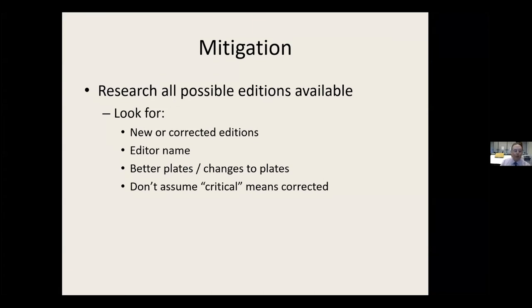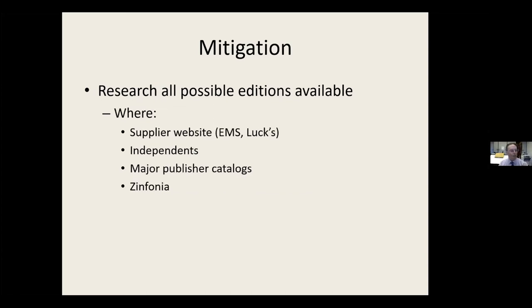Sometimes publishers will make changes or corrections to work, but still list it under the same old catalog number. And an important point here is don't assume critical means corrected. You'll often find that a new and shiny edition can be full of errors. So before you commit to buying a new edition and working with it, do some homework first and see what you can find out. Where do you find some better options?